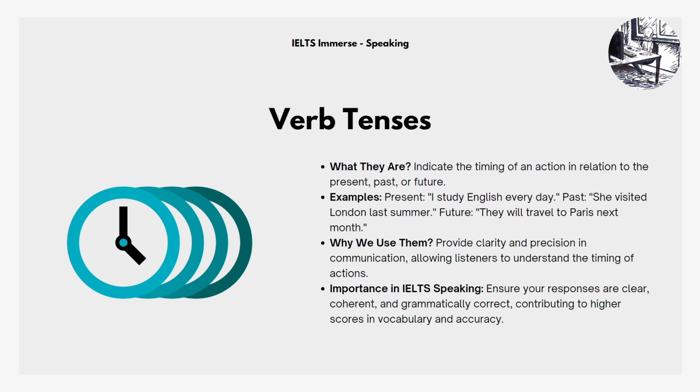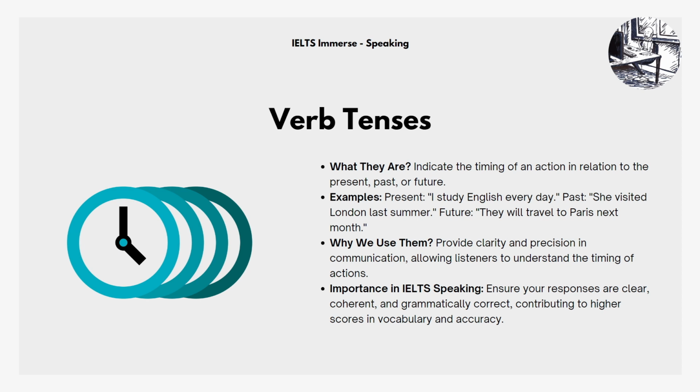What are they? Well, they indicate the timing of an action in relation to the present, past, or future. For example, present tense would be something like, I study English every day. The past tense would be, she visited London last summer. And the future tense would be, they will travel to Paris next month.